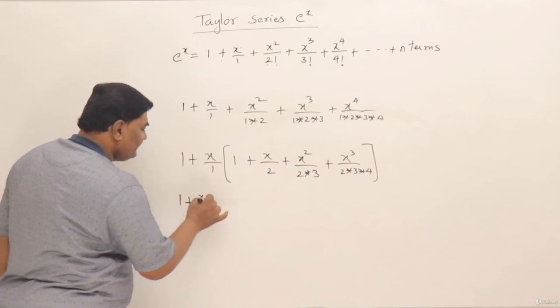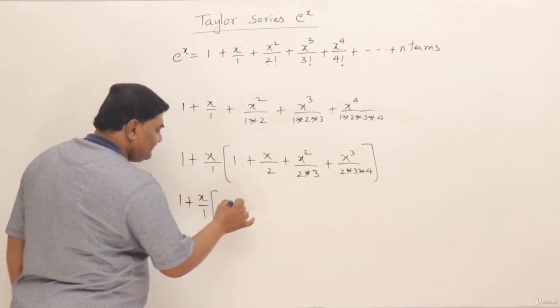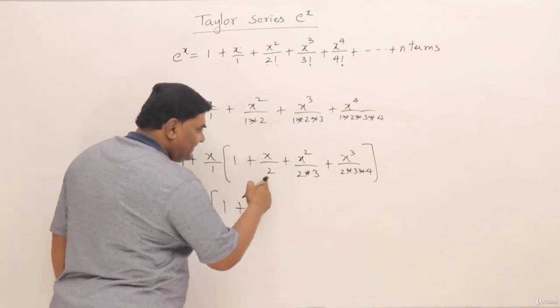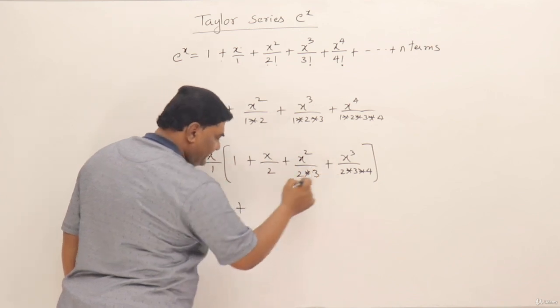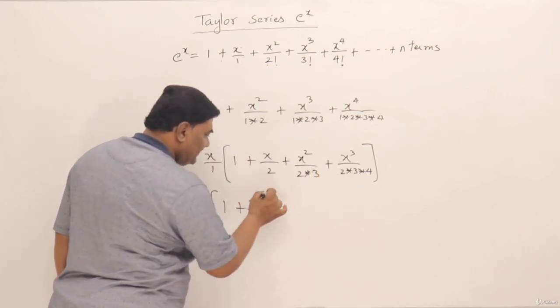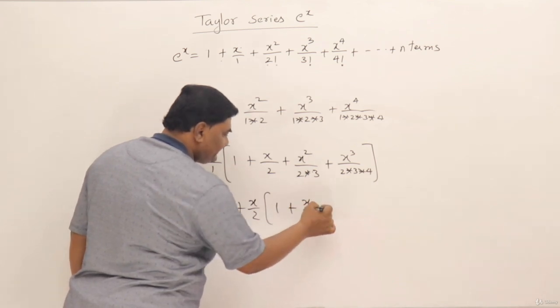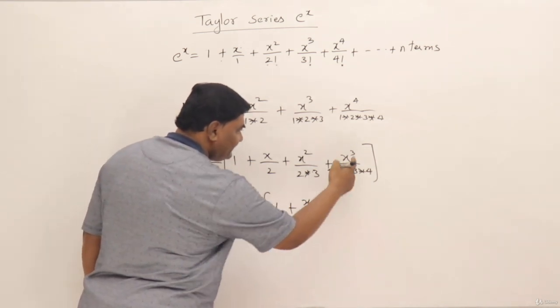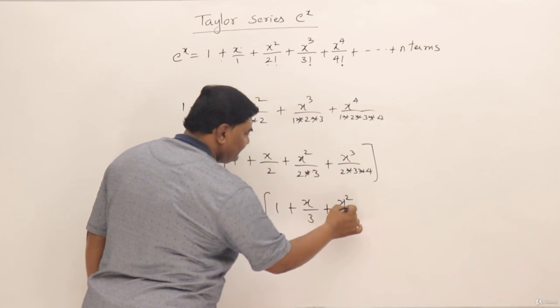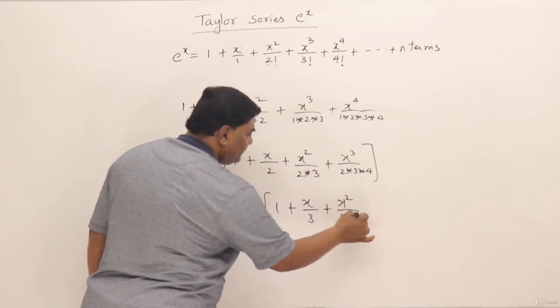1 plus x by 1, and in this I can take x by 2 common. Yes, x by 2 is there. So this is x by 2, and here it is 1 plus, as x is taken, just 1x by 3, and plus, as x is taken, x square by 3 into 4.